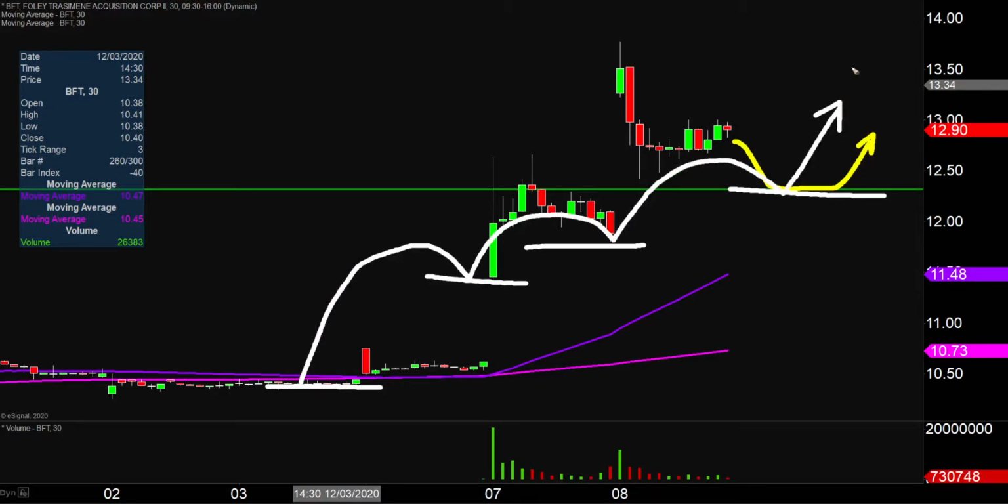And that's what a truly strong move is going to do. It's going to make progress forward. It's going to make progress in the upwards direction.